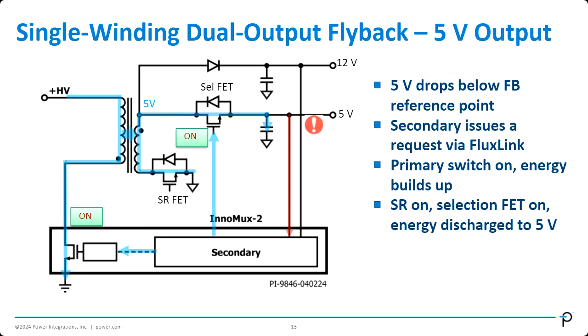And if we look at the voltage at this node, when the current is being discharged to 5 volt, the voltage at this node stays at 5 volt if we ignore the voltage drop across this MOSFET. That means the voltage at this node is going to be 5 volt too. So this top diode will stay reverse biased so that, of course, again, no current will go through 12 volt. Only 5 volt gets charged. So this is how InnoMux-2 works and how we can control each output receiving energy when they need, and how we can achieve accurate regulation on each output individually.